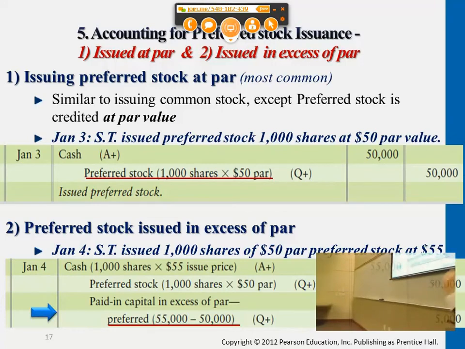In Chapter 13, we'll talk about treasury stock and other cases, but so far these are the accounts that we talked about right now. Okay, four of them.